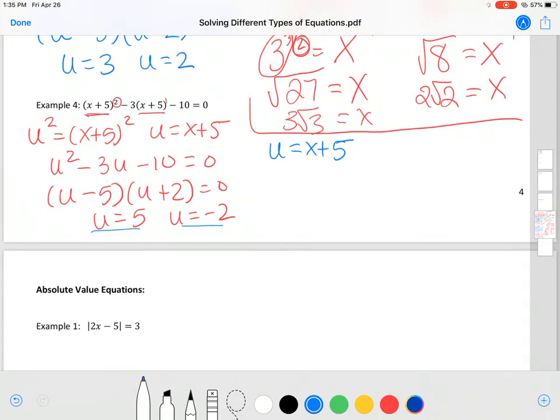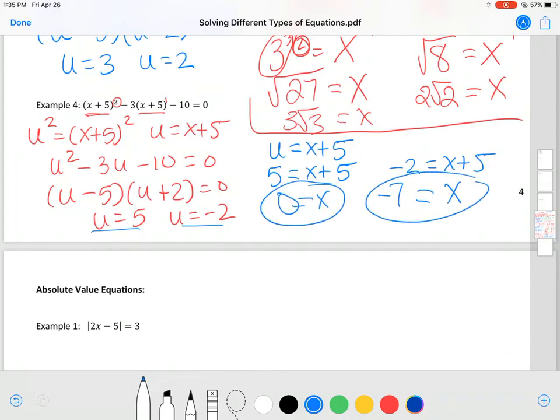So I'm going to set up my two mini equations. So I have 5 is equal to x plus 5. And I have negative 2 is equal to x plus 5. Which means x has to be negative 7 or x has to be 0. And then you can go back in and check your answers.